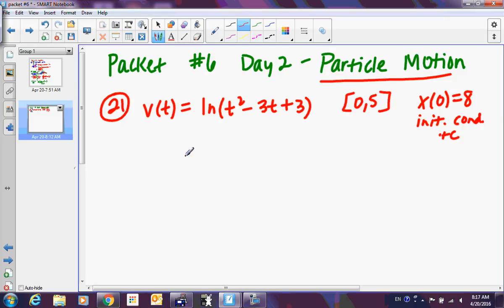Okay, so part A. Part A says find the acceleration at t equals 4. So if we want to find the acceleration at 4, what we really need is just v prime of 4. So we need to take the derivative here and plug in 4, and we're going to do that in our calculator.